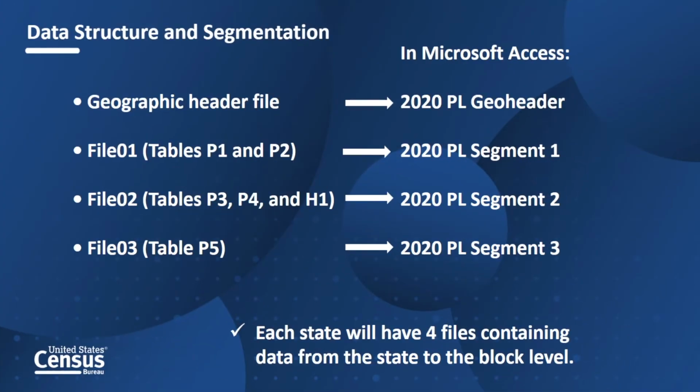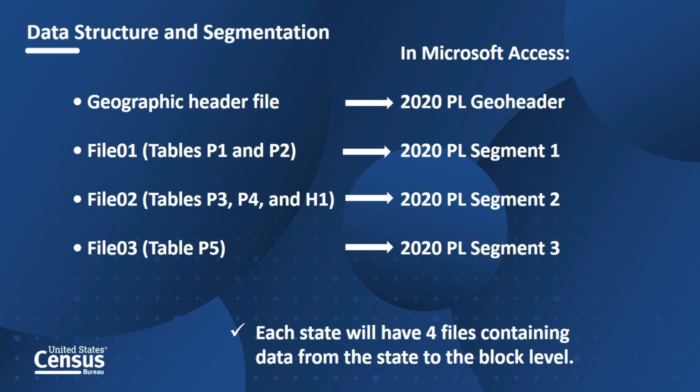When downloading the redistricting data, you'll be downloading 4 files. Geographic header file, file 1 that will contain tables P1 and P2, these are population tables. File 2 will include tables P3, P4, and H1, so population data as well as housing. And then file 3, which is table P5, for group quarters population. In lesson 2, you reviewed what topics are available from each of these tables.